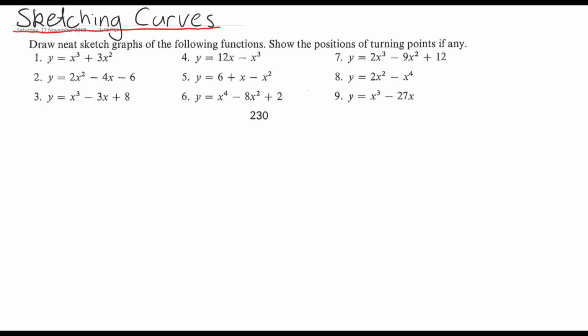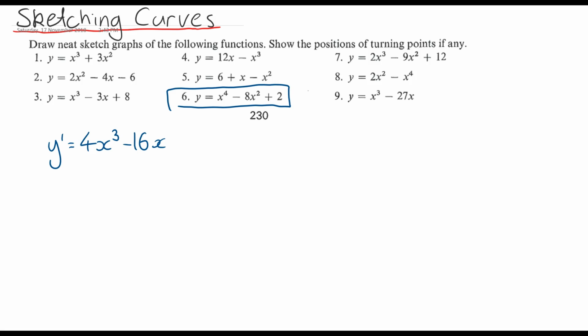Okay, and it goes x to the 4 minus 8x squared plus 2. So my first job is going to be to find the turning points, and to do that I find the first derivative. For this one, the first derivative is y dash equals 4x cubed minus 16x.